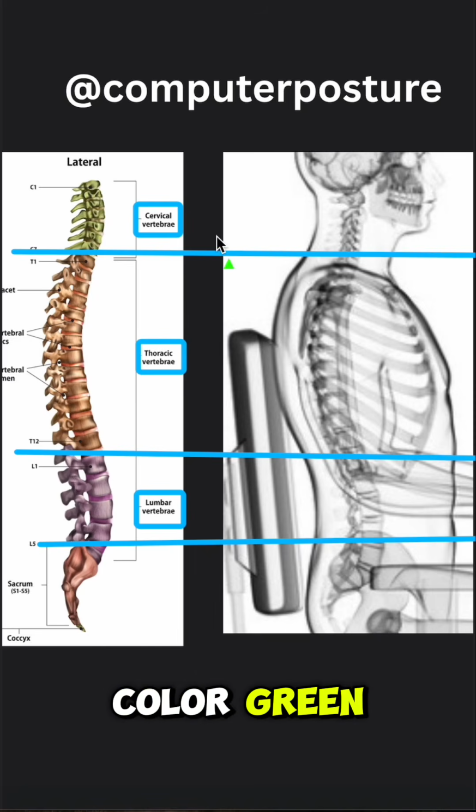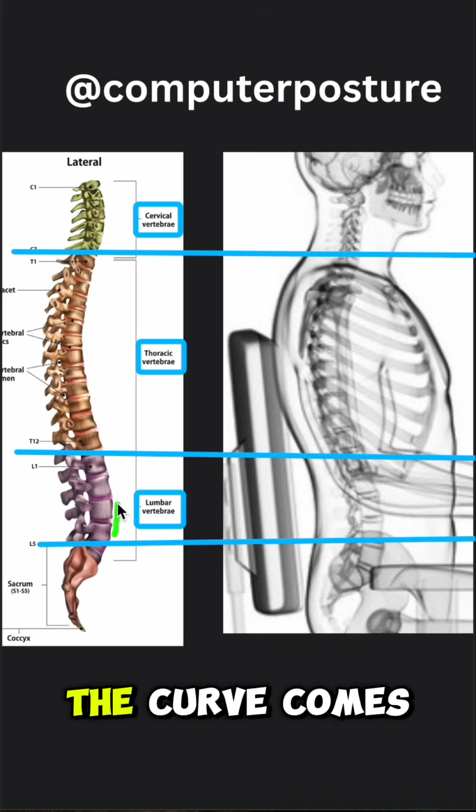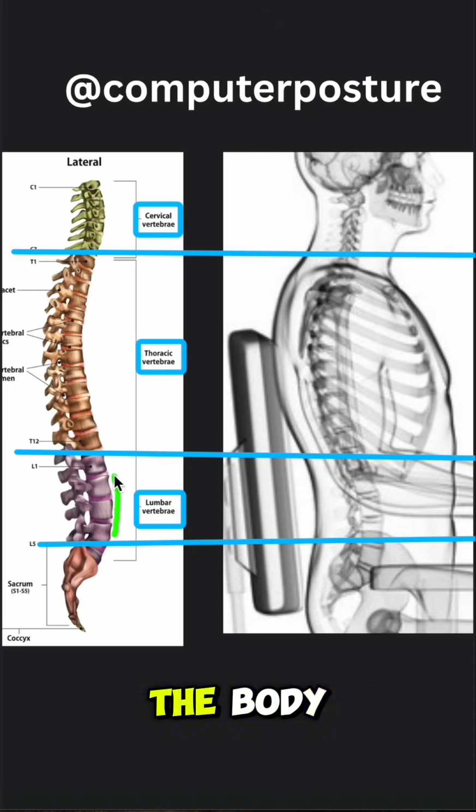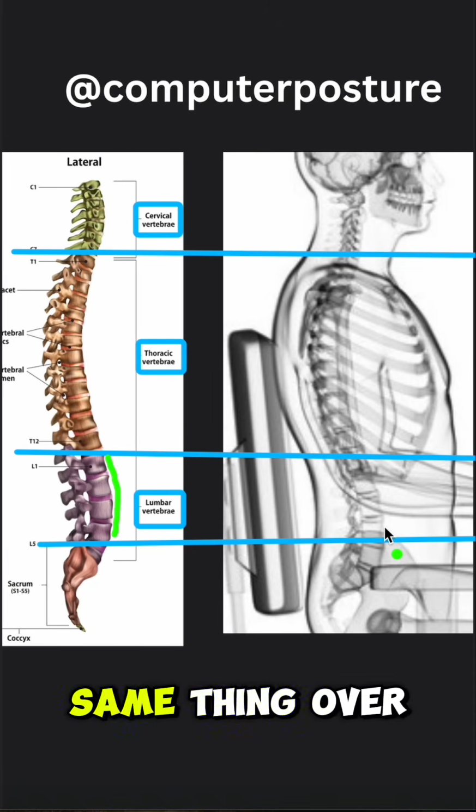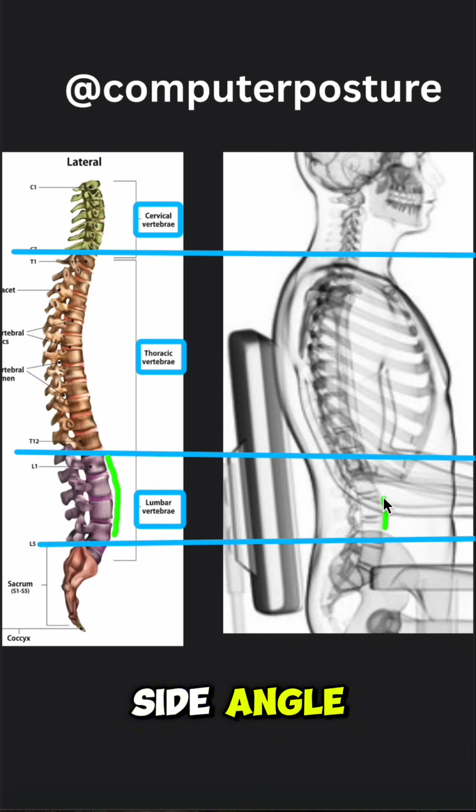Let's take this color green. Sorry for the delay. All right, so let's look at the lumbar vertebrae. You can see how it kind of comes out here. The curve comes out to the anterior front side of the body, and then at the top of the lumbar, it starts to go back to the posterior. Same thing over here. This is looking from a right side angle at a person sitting at a computer.